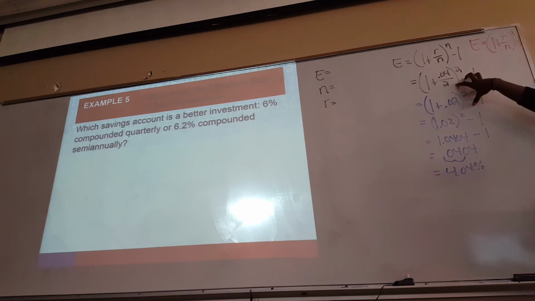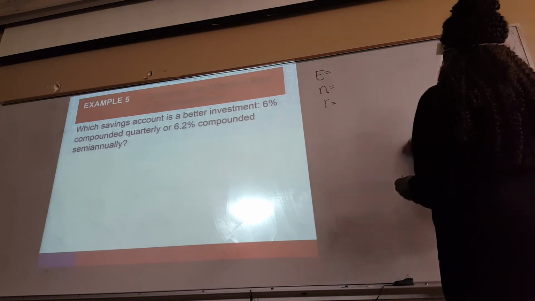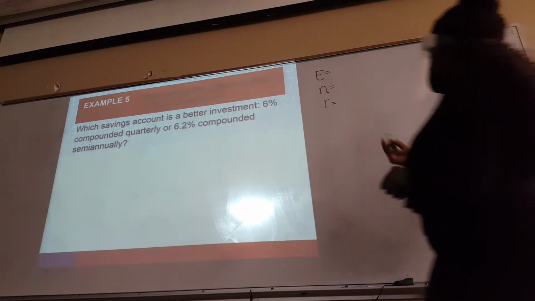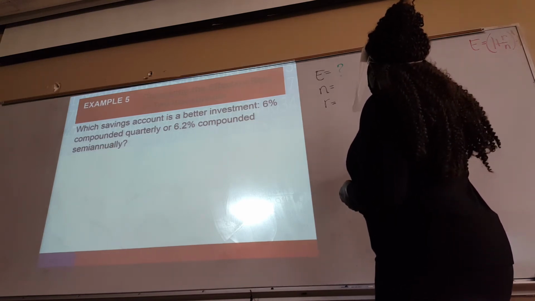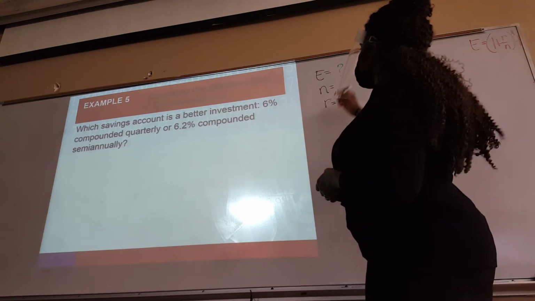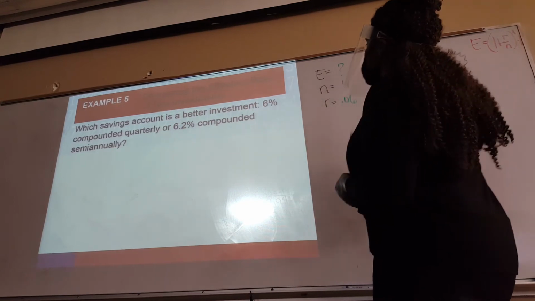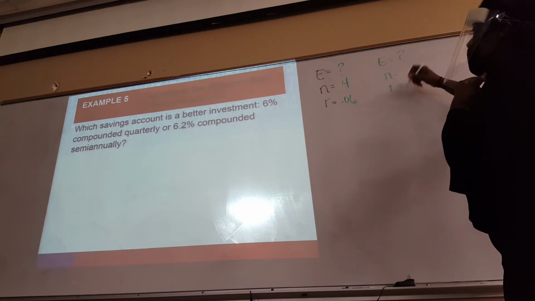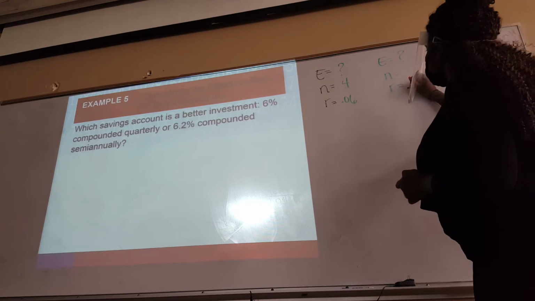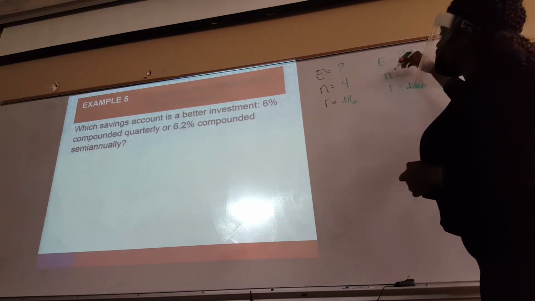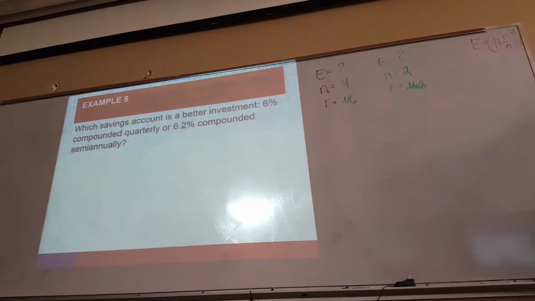Can I erase this? Yes, okay. So the first thing that we're going to do for both is identify what we have. So we have 6%, which is 0.06, and it is compounded quarterly, which is 4. The second one, we have 6.2%, which is 0.062, and it's compounded semi-annually, which is 2. Did everybody get there with identifying what they had in the problem?